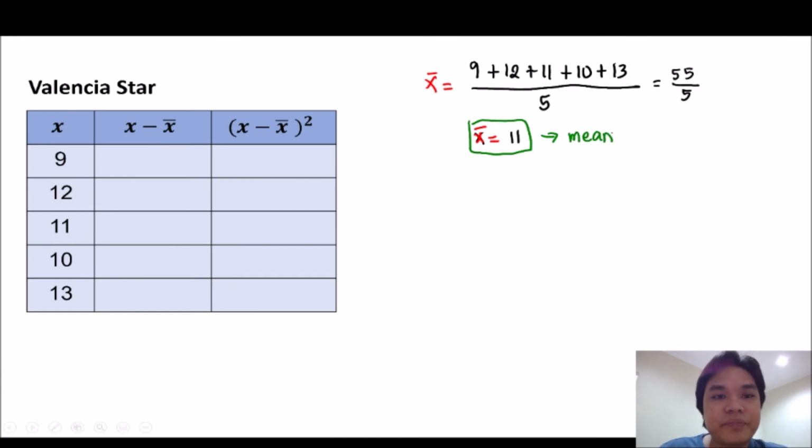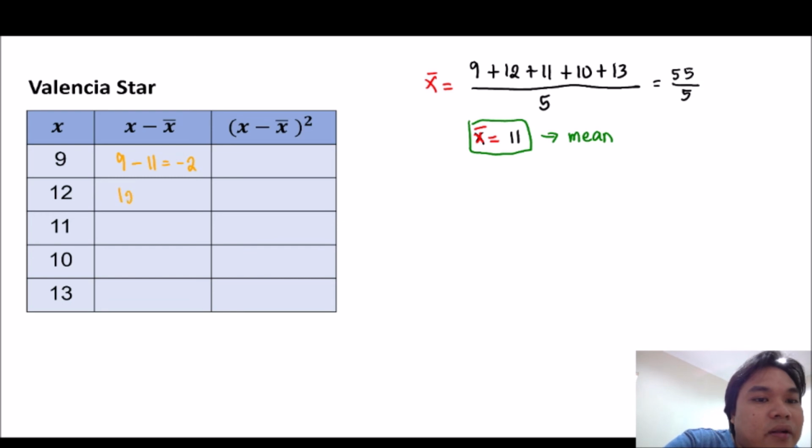Next step is to take the deviation of the scores. We'll start with 9. Okay, so 9 minus 11 is negative 2. 12 minus 11 is 1. 11 minus 11 is 0. 10 minus 11 is negative 1. 13 minus 11 is 2.